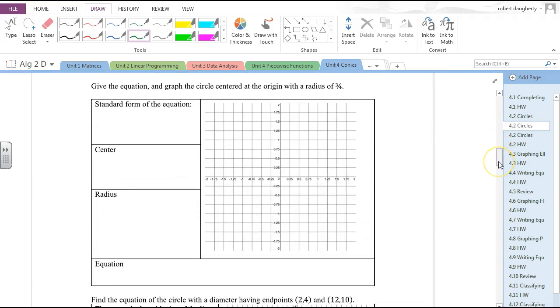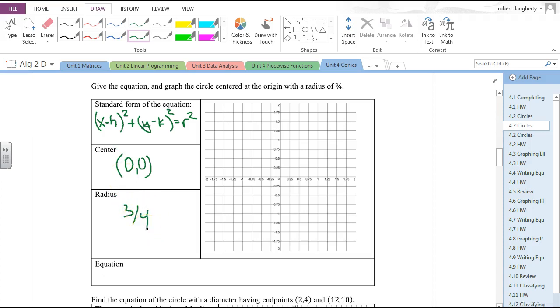Look at another example. Give the equation and graph the circle centered at the origin with a radius of 3/4. Okay, standard form of that equation is x minus h squared plus y minus k squared equals r squared. What's the center of this circle I'm talking about? 0, 0. That's going to make it easier. What's the radius of this one? 3/4. Okay.